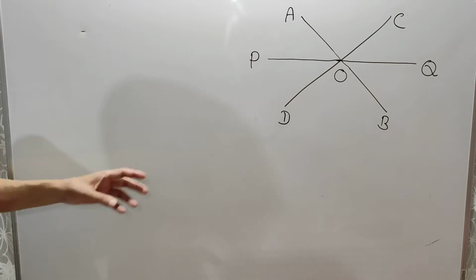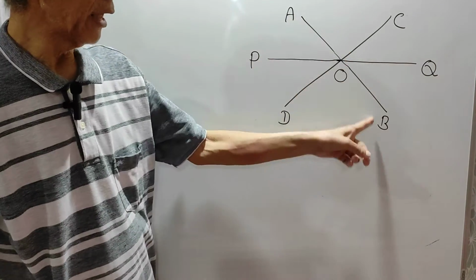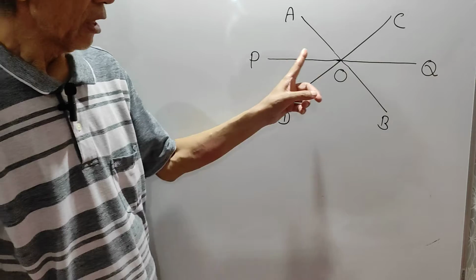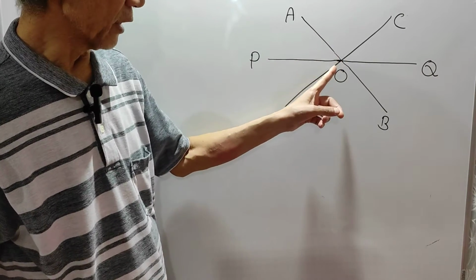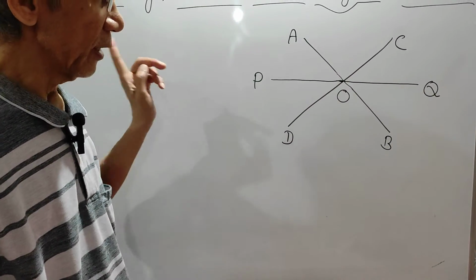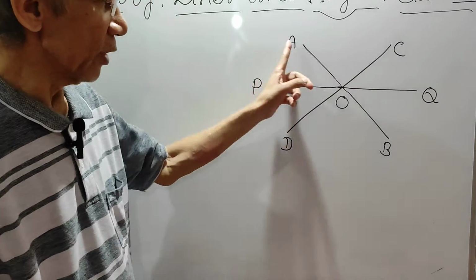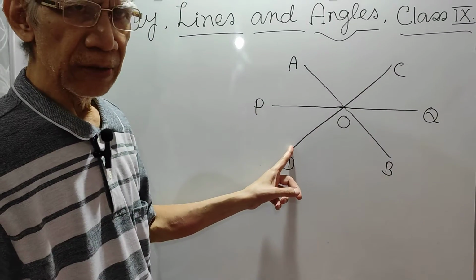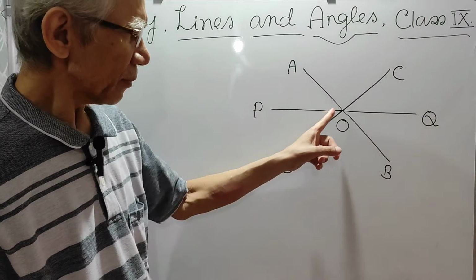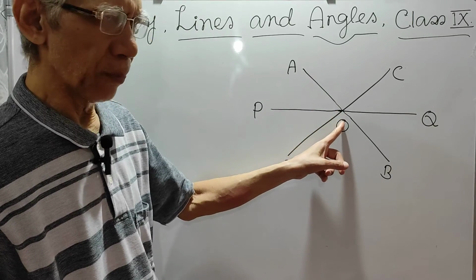So that is the question. In the question, what is given? AB and CD are two intersecting straight lines. They intersect at O. All these things you have to write as given. So what is given? AB and CD are two intersecting straight lines, and they are intersecting at O.